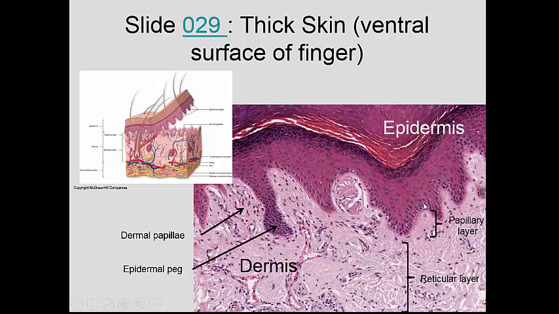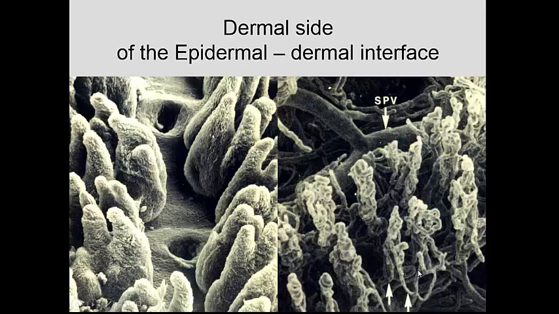So where the epidermis touches the dermis, we call that the papillary region, where you see these projections in through there. And then below that, the dense irregular connective tissue is the reticular layer. Papillary layer, reticular layer. And here we can see the papillary layer projecting up through there. This would be like a sweat gland duct going out through there.